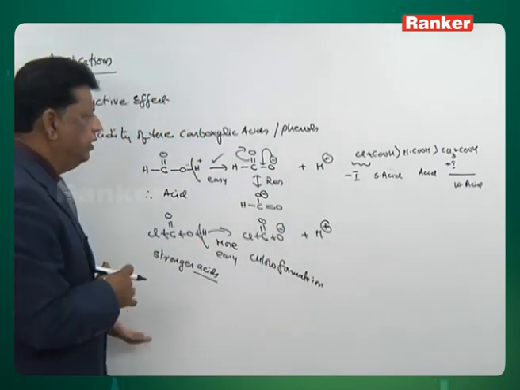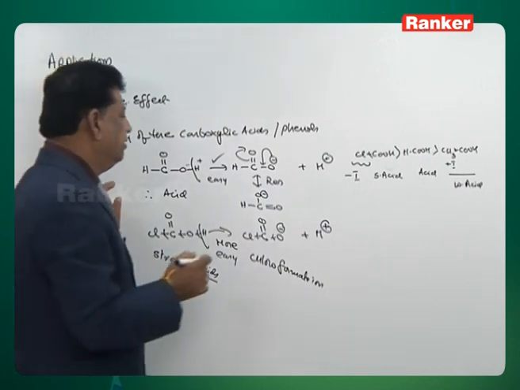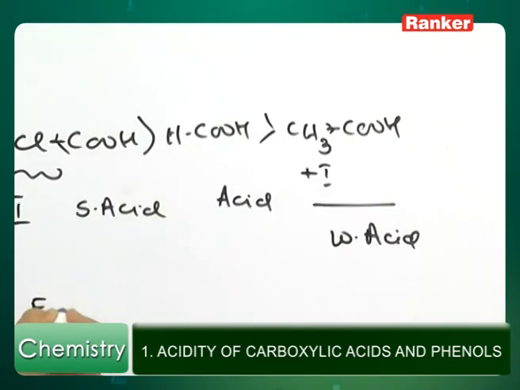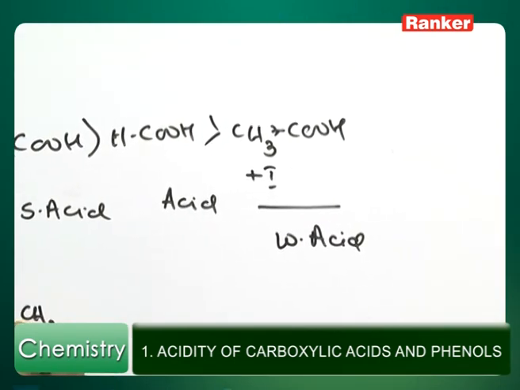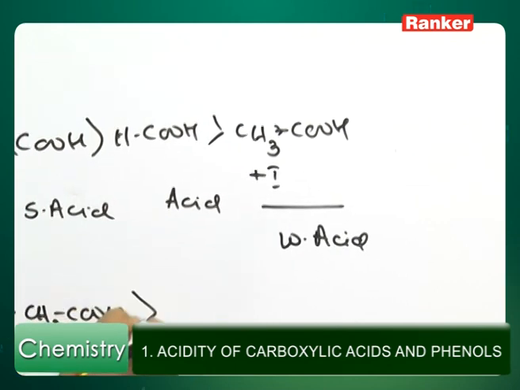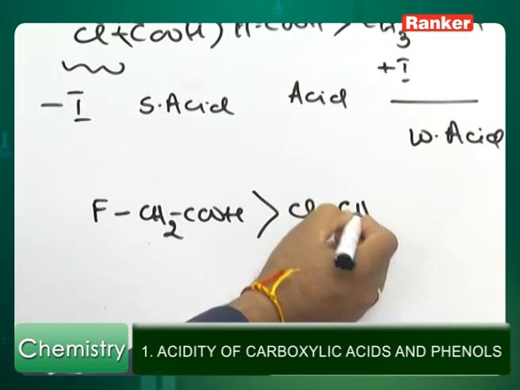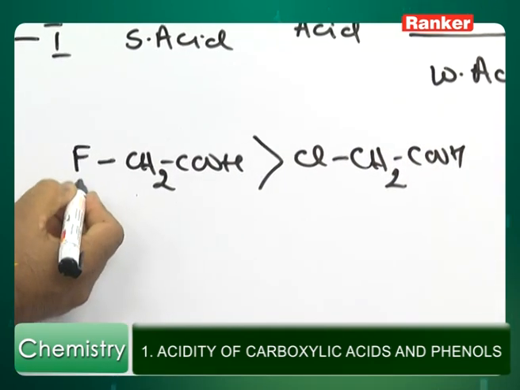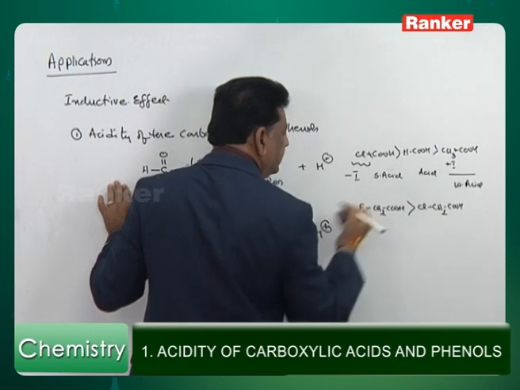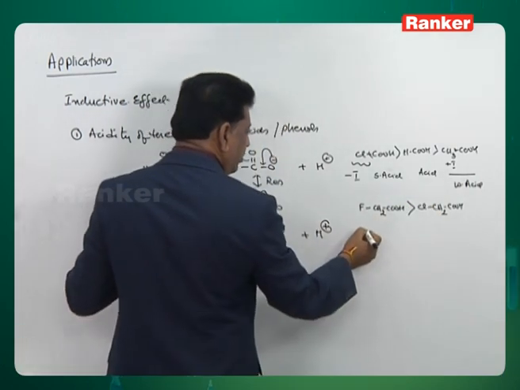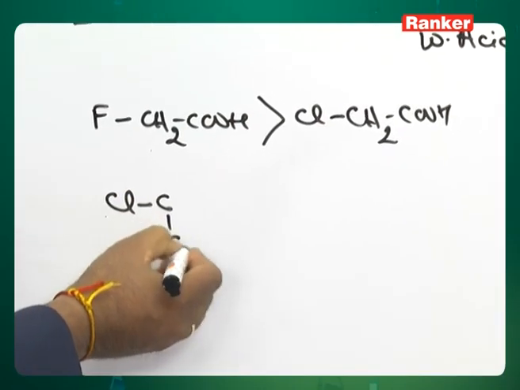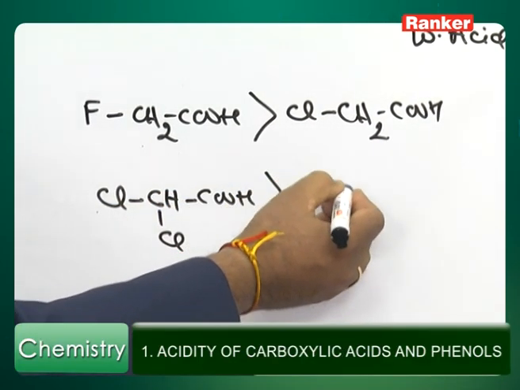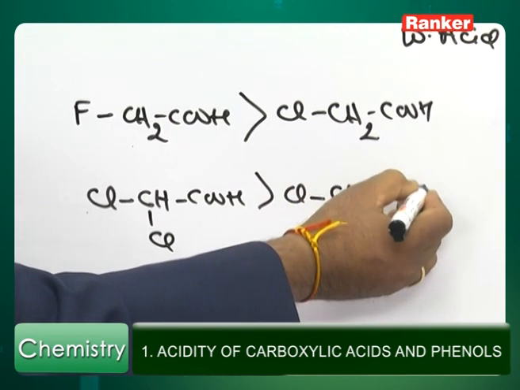Huge numbers of examples you can take. For example, within the halogens we have a fluorine-containing acetic acid and a chlorine-containing acetic acid. Both are acetic acid, but fluorine has a stronger -I effect, therefore this is stronger than the chlorine one. The number of groups you can also take: acetic acid containing 2 chlorines is stronger than the one containing 1 chlorine, right.